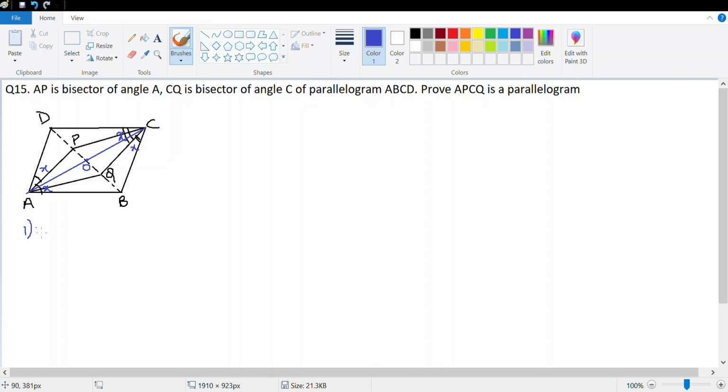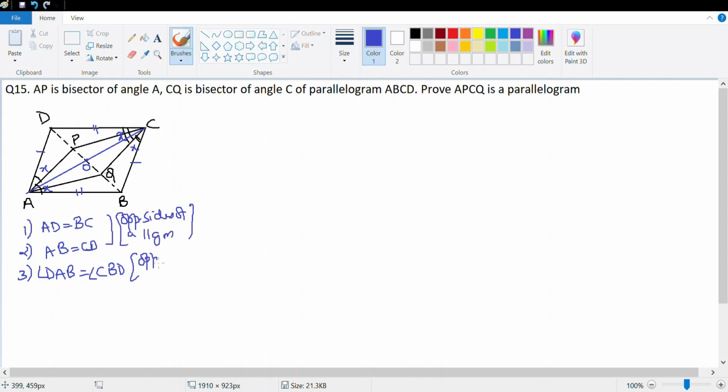So number one is AD is equal to BC. That's given to us because these are opposite sides of a parallelogram. AB is equal to CD. Same reason. Number three, angle DAB is equal to angle CBD. So this is opposite sides of a parallelogram, and this is opposite angle of a parallelogram.